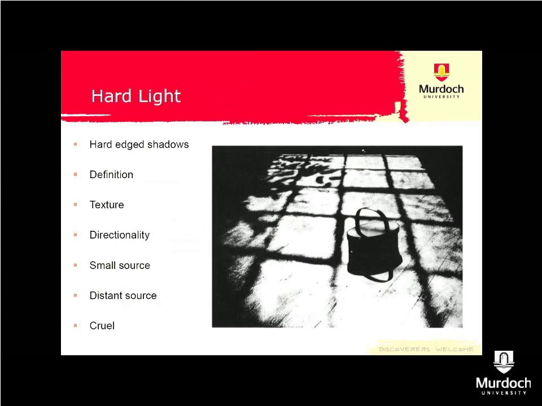So this is hard light. And this could be the sun quite easily on a sunny day, but there's things creating shadows, obviously. But what you'll notice is very hard-edged shadows, no transition zones. No areas of transitions between the dark areas and the bright areas. It just goes abruptly from bright into dark. So it's strong definition. It's very good for bringing out textures and things. It's very good for developing directionality.